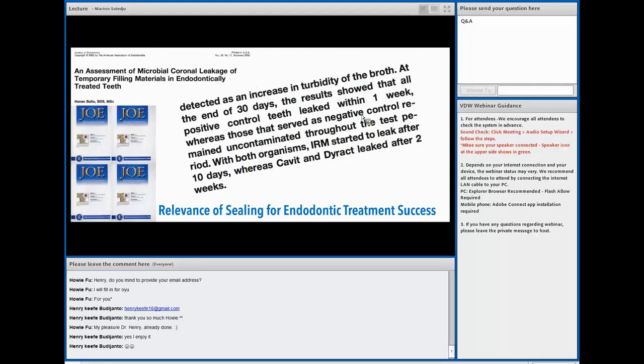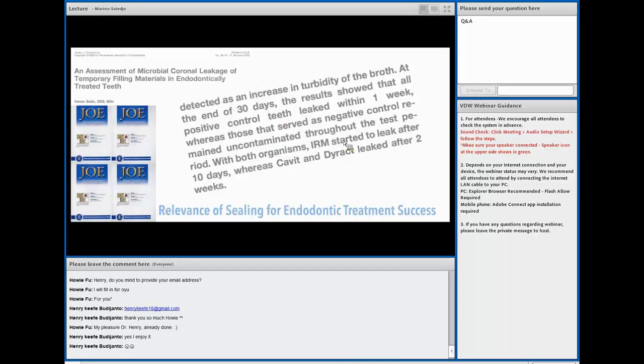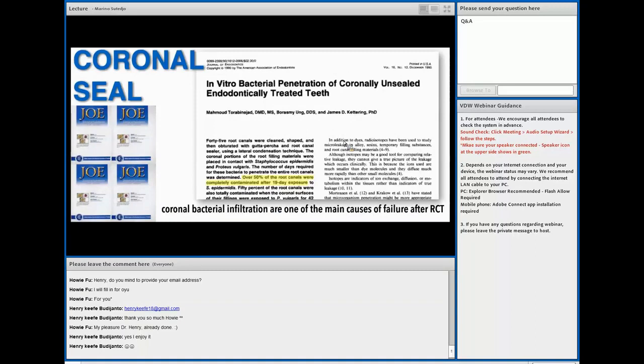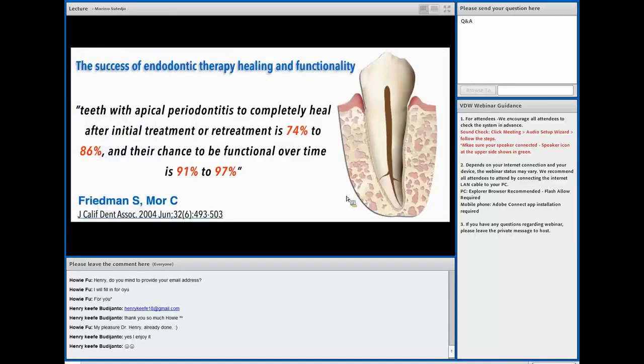The relevance of sealing endodontically treated teeth to increase success is not nonsense. It is real. You can see here, if you don't do the closing in a correct way, there is definitely a leakage and the bacteria will grow back and penetrate our work that has been done correctly. Because coronal bacterial infiltration is one of the main causes. So we are not only thinking about the bacteria that persist inside our root canal, but also the problem of failure caused by coronal bacterial entrance, usually caused by bad restorations.